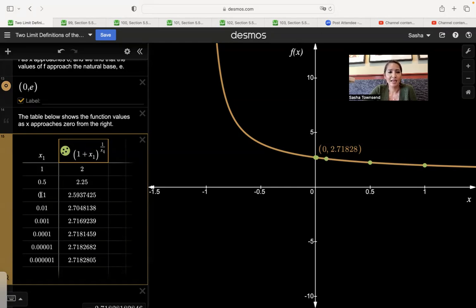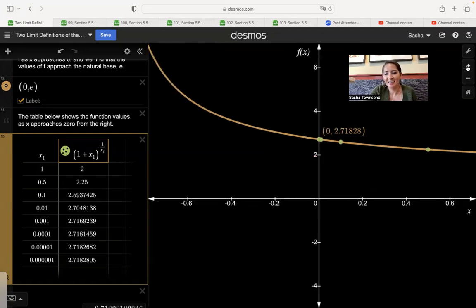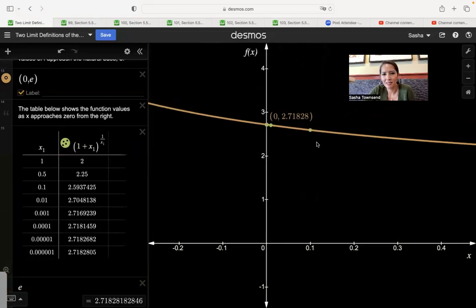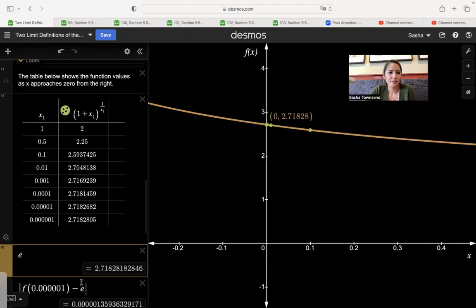And then I substitute in x equals 1/10, and then x equals 1/100, and x equals 1/1,000, and x equals 1/10,000, and 1/100,000, and 1/1,000,000. And it's really hard to see. You can kind of see that there's a bunch of points there that are all on top of each other as x gets closer and closer to 0. But you can see that those points are getting closer and closer to e.